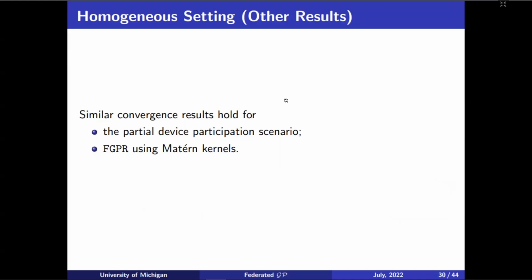Similarly, we can prove the convergence results for the partial device participation scenario where at each communication round, only a subset of devices are selected. Also, we can prove the convergence of FGPR using the Matern kernels. And for more information, please refer to our paper about those theoretical results.